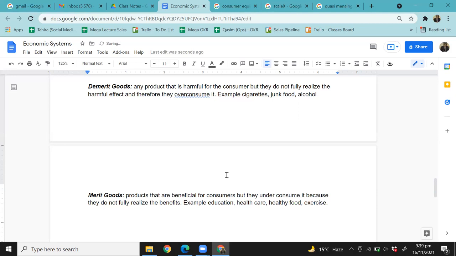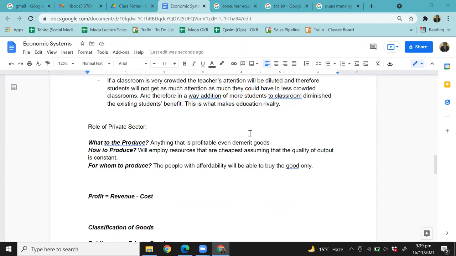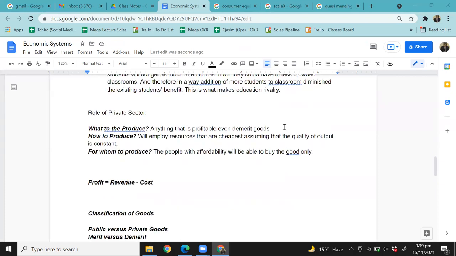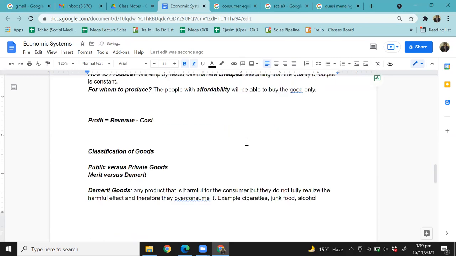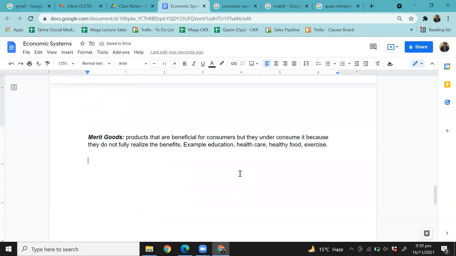So what was the idea? The private sector will produce anything that's profitable, even demerit goods. We see all the cigarette companies, alcohol companies, these are private companies. How to produce? They will employ resources that are cheapest. That's something you need to remember. For whom to produce? Anyone with the affordability. If you can't afford that product, they will not sell that to you. Easy. Now let's quickly move on and discuss the role of government in the mixed economy.